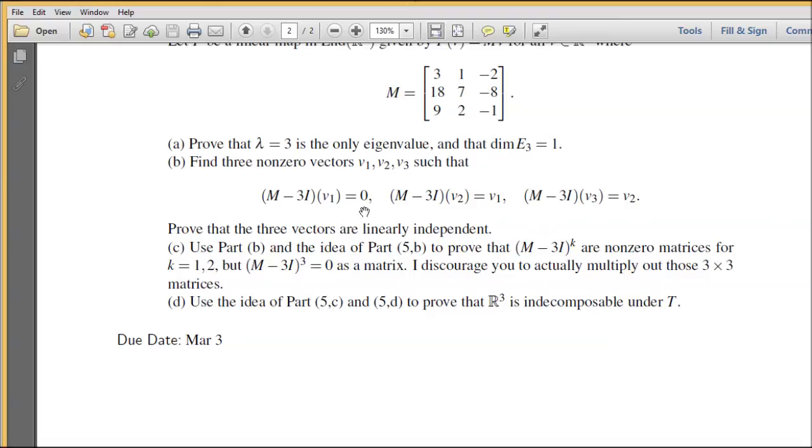So how about the first one? What are you going to do? How do we know this one exists? It is exactly the eigenvector, isn't it? V1 is an eigenvector. So that's how we're going to start. 5b.